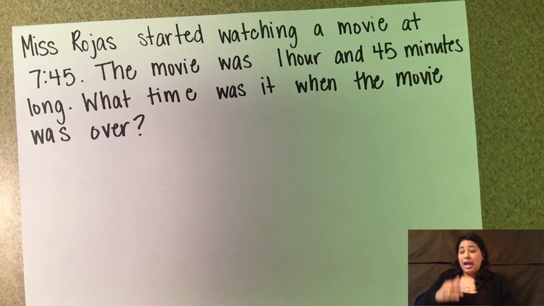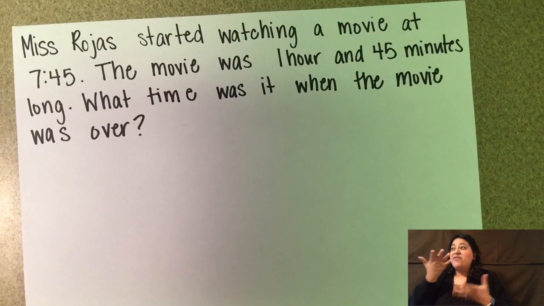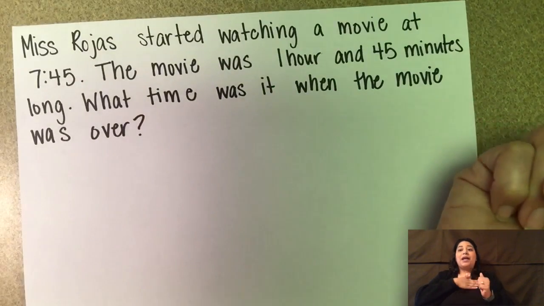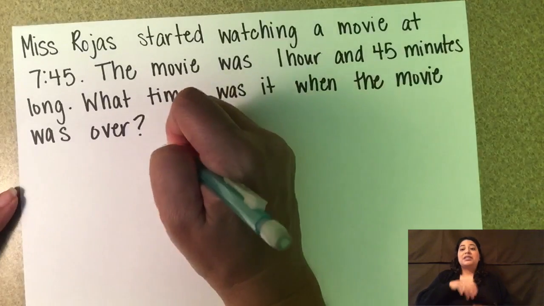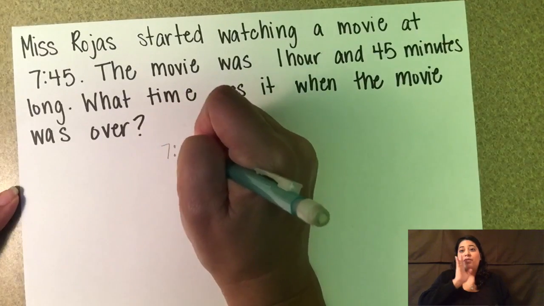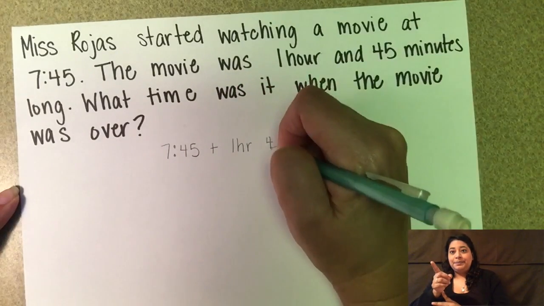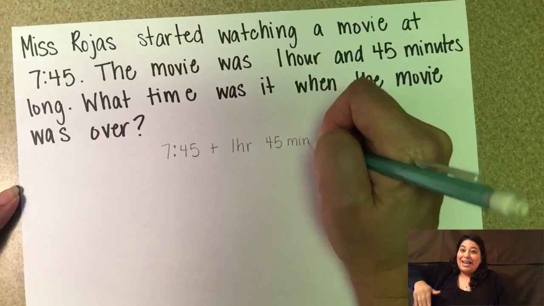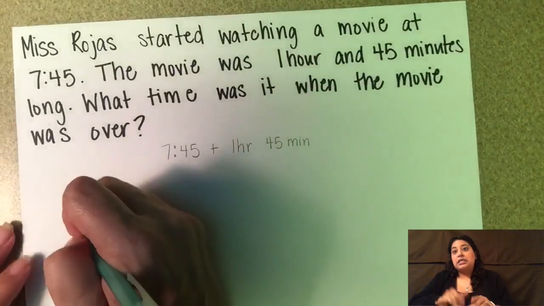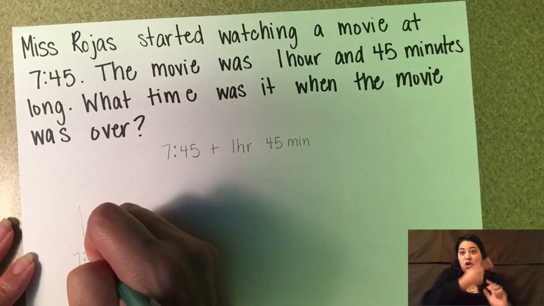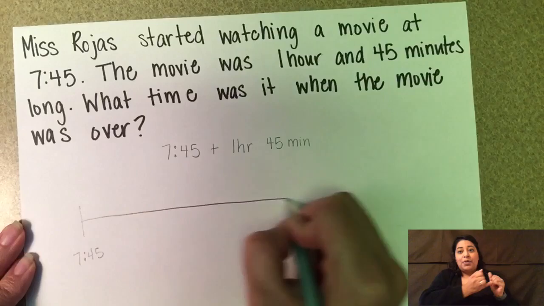Okay, so do I know if it's AM? Do I know if it's PM? No. Does that matter right now? No. I still can figure out what time it's going to be when she gets finished. All right, so again, I'm going to be starting with my situation equation. So it's 7:45, and we're going to be adding 1 hour and 45 minutes. Okay, we haven't done one yet where we are adding an hour. Okay, I still start the same way, boys and girls. I still have my 7:45 start time, and I still have my number line.